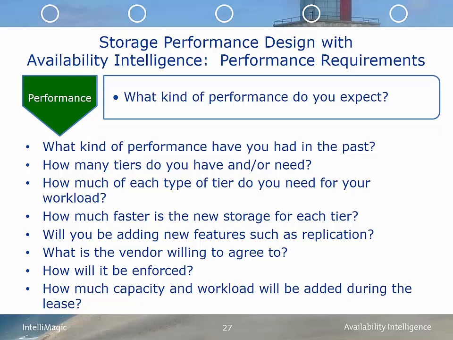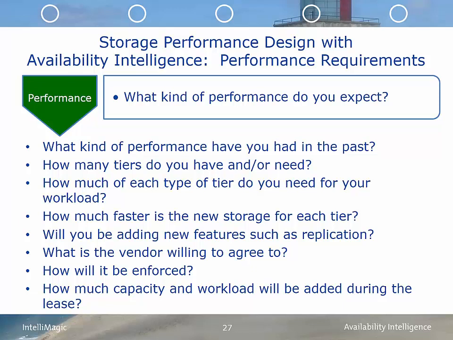What kind of performance have you had in the past? How many tiers do you have and will need? How much of each type of tier do you need for your workload? How much faster is the new storage for each tier? Will you be adding new features such as replication? What is the vendor willing to agree on? And how will it be enforced? How much capacity and workload will be added during the lease?